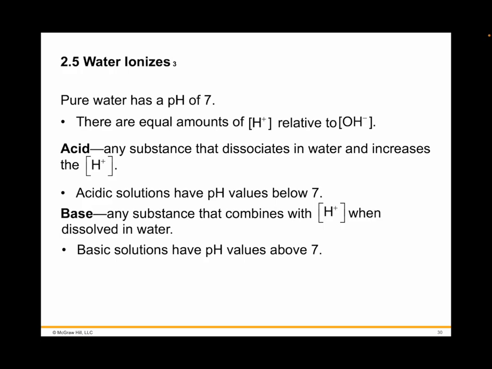Bases. A substance that combines with hydrogen ions when dissolved in water is called a base. By combining with hydrogen ions, a base lowers the hydrogen ion concentration in the solution. Basic or alkaline solutions therefore have pH values above 7. Very strong bases, such as sodium hydroxide, have pH values of 12 or more.